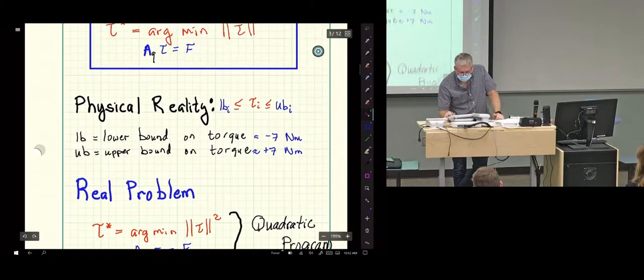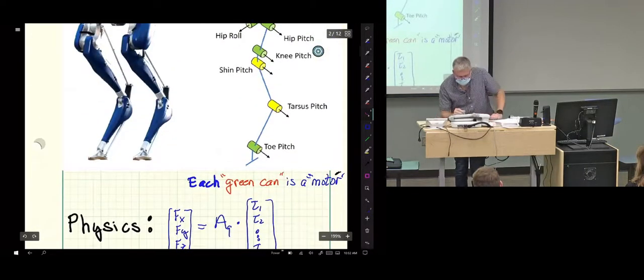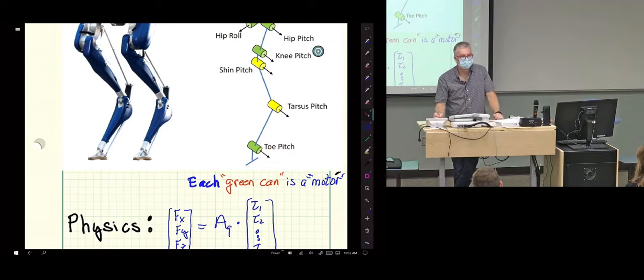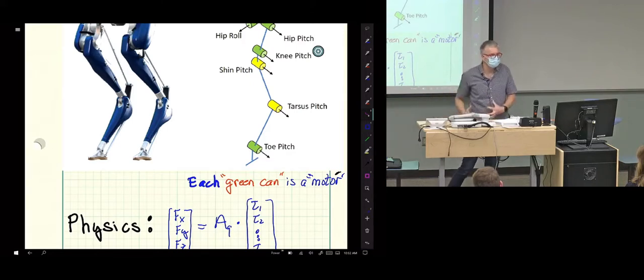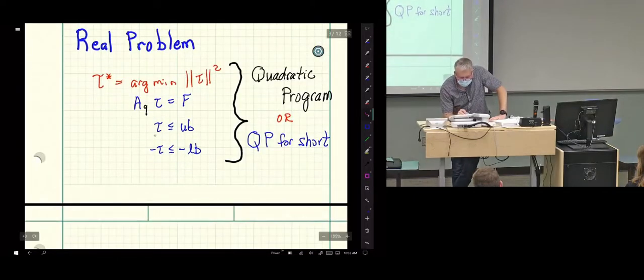Now here's the physical reality though. When I calculate this, it could say the most efficient thing is to use most of the torque coming at the toe of the robot, for example. Well, that motor is really little, okay? Just like your ankle torque is not as big as the torque you can generate up at your hips, okay? So the reality is I want to put constraints on the torque that satisfy upper bounds and lower bounds. So it's not just equality constraints, but I want to put inequality constraints on it.